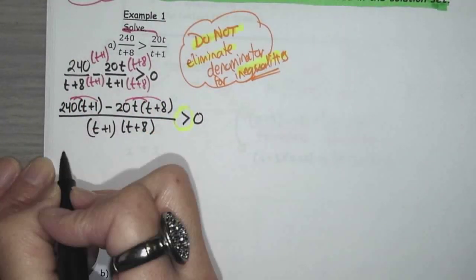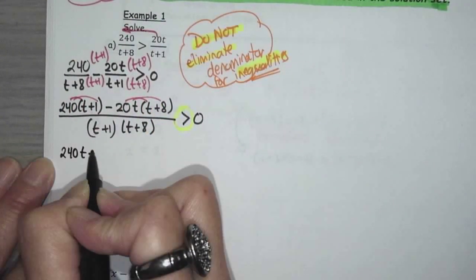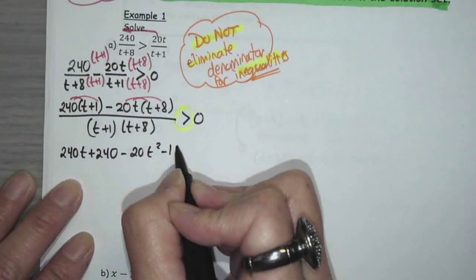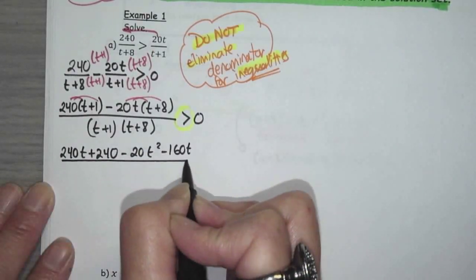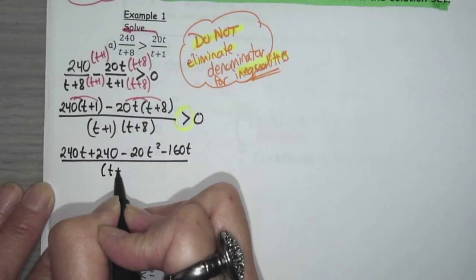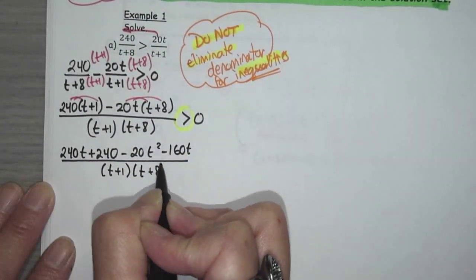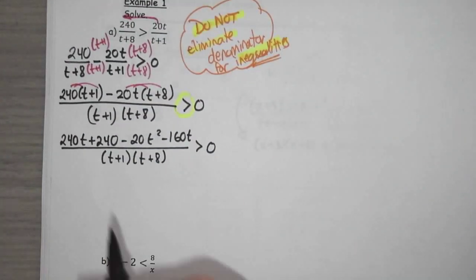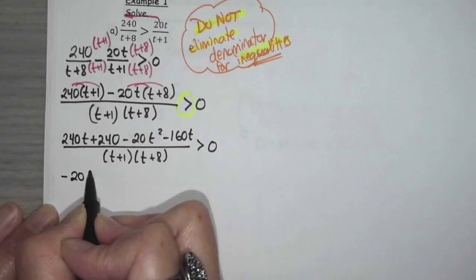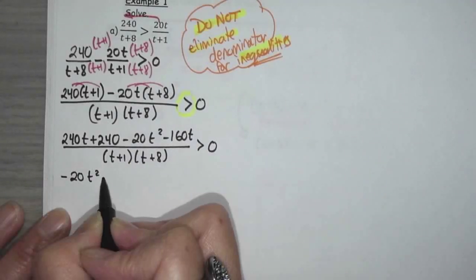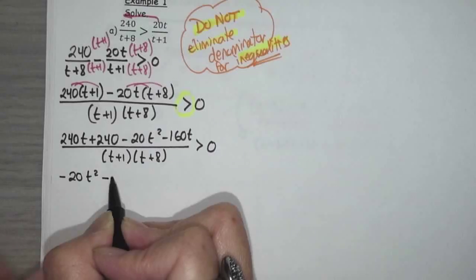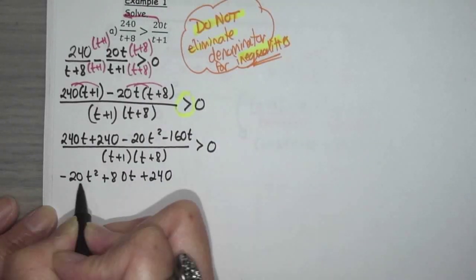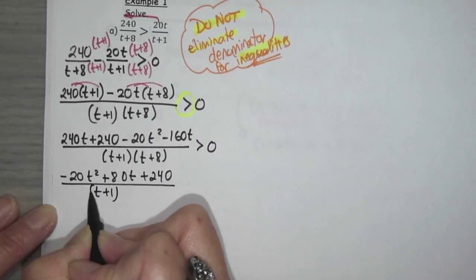Go ahead and solve. So it'll be 240t plus 240 minus 20t squared minus 160t all over. Don't drop your denominator. Leave it factored. Beautiful, beautiful. And then finish this off, and I get negatives. We have to keep going. Negative 20t squared. Those add up to be 80t plus 240 all over.